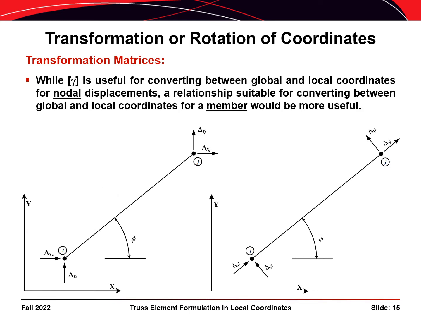While it can be useful to map nodal displacements from one coordinate system to another, it would be more useful if we could map member displacements from one coordinate system to another. So while we have developed the rotation matrix, lowercase gamma, for nodal displacements, we still need to develop a rotation matrix, uppercase gamma, for element displacements.